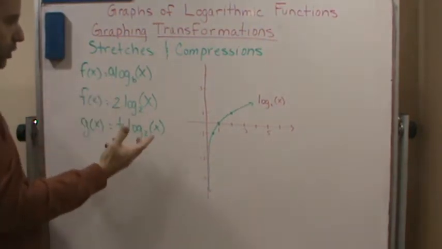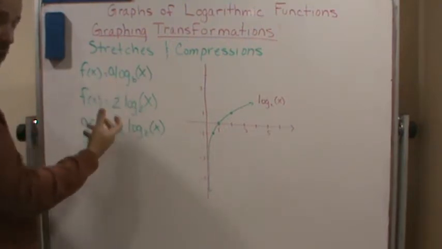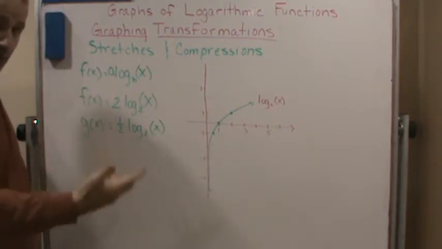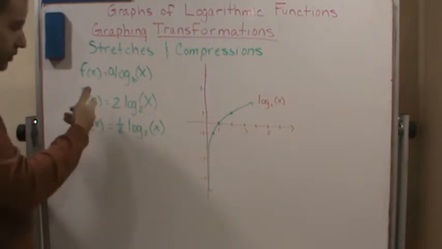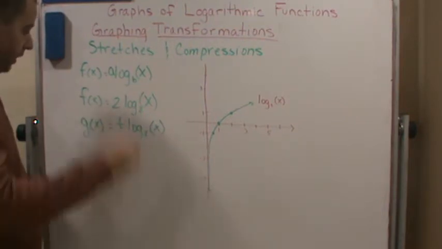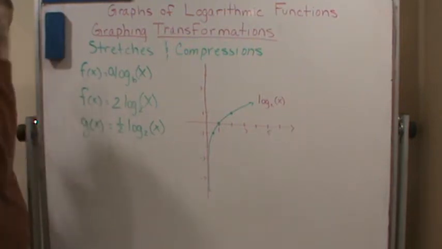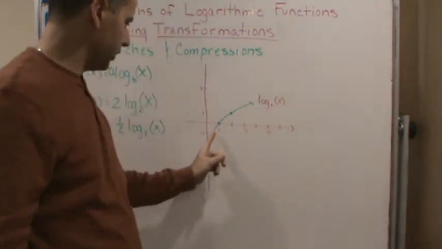Now, if A is larger than 1, just like before, it's a vertical stretch. If A is between 0 and 1, then it's a vertical compression. Obviously, if A is 1, then it's just the same function. Okay, so now, let's take these two examples here, f of x and g of x. And here is just log base 2 of x. So here's what it looks like.